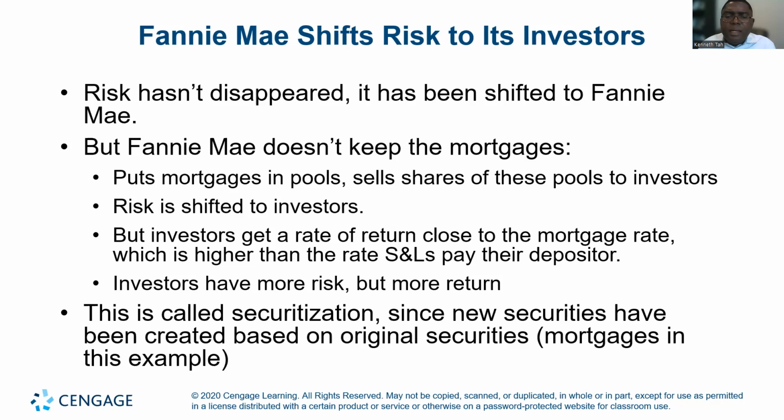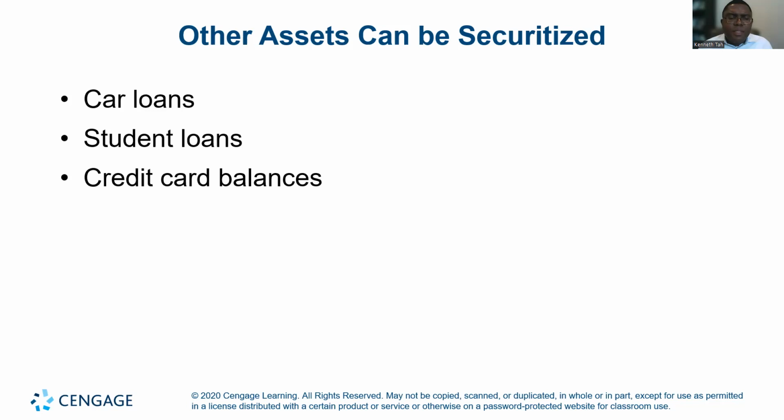Fannie Mae, on the other hand, further develops mortgage-backed securities, and they sell them to investors. So investors tend to have more risk, and more risk is expected to be associated with more return. This process of putting loans or mortgages into pools and selling them is what we call securitization. There are other assets that can be securitized. They include mortgages and car loans. Car loans can be securitized. Student loans can be securitized. Credit card balances can be securitized. It is just taking these loans, putting them together in a pool, and selling them to other investors.